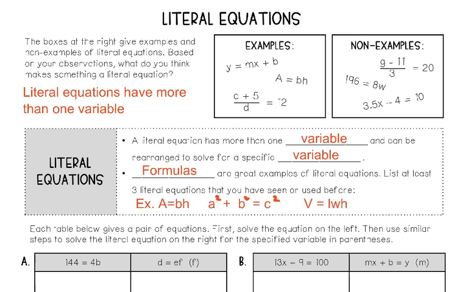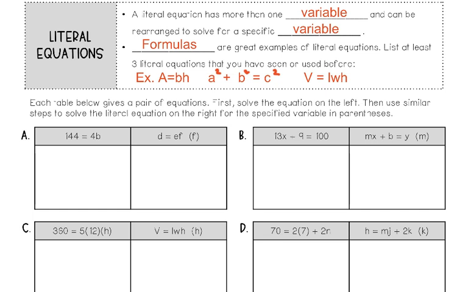Formulas in geometry are actually a really great example of literal equations. Here are some that you may have seen before. For example, area equals base times height, the Pythagorean theorem, or volume of a prism. Now that we've defined literal equations and seen some examples, let's start solving 1- and 2-step equations and then apply those same practices to the literal equations, starting with the equation in box A.